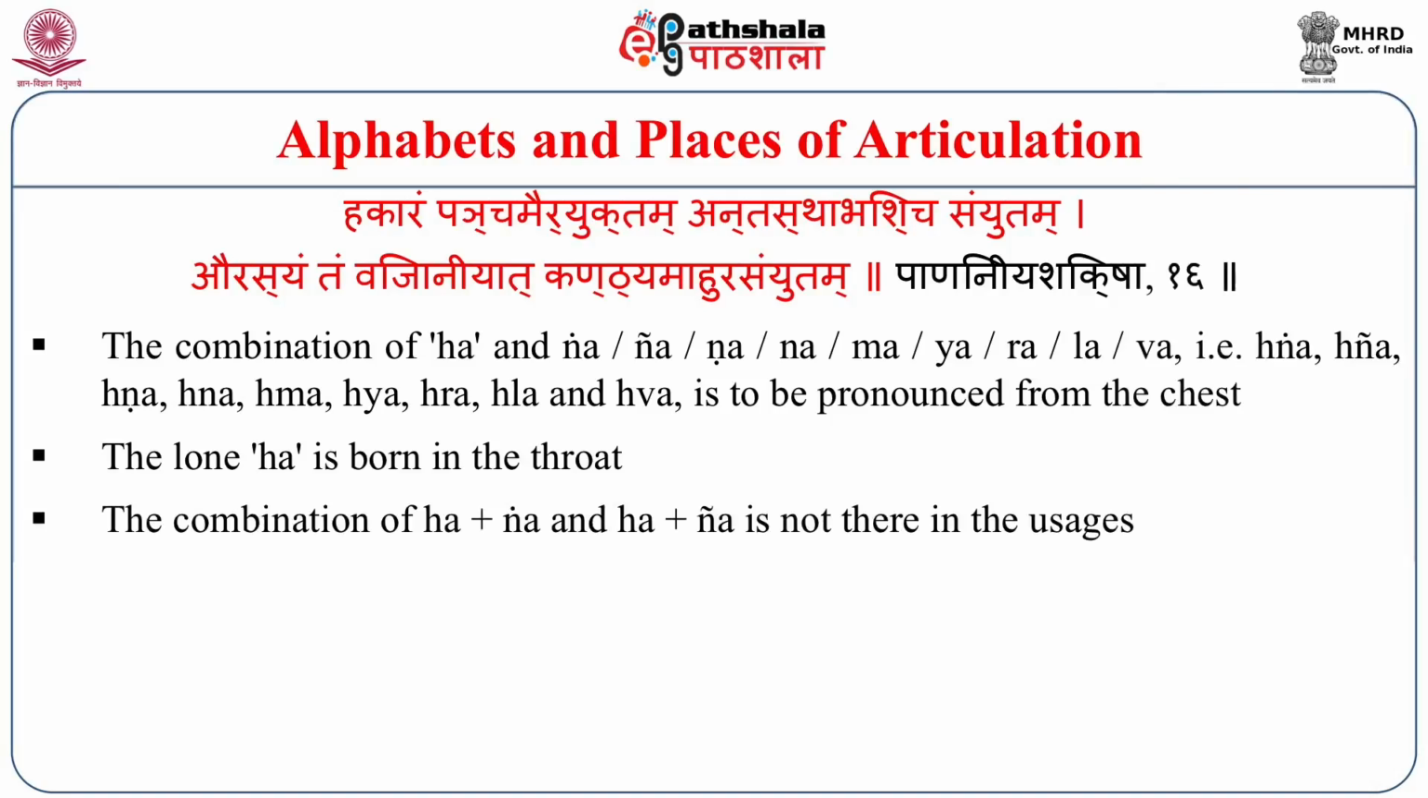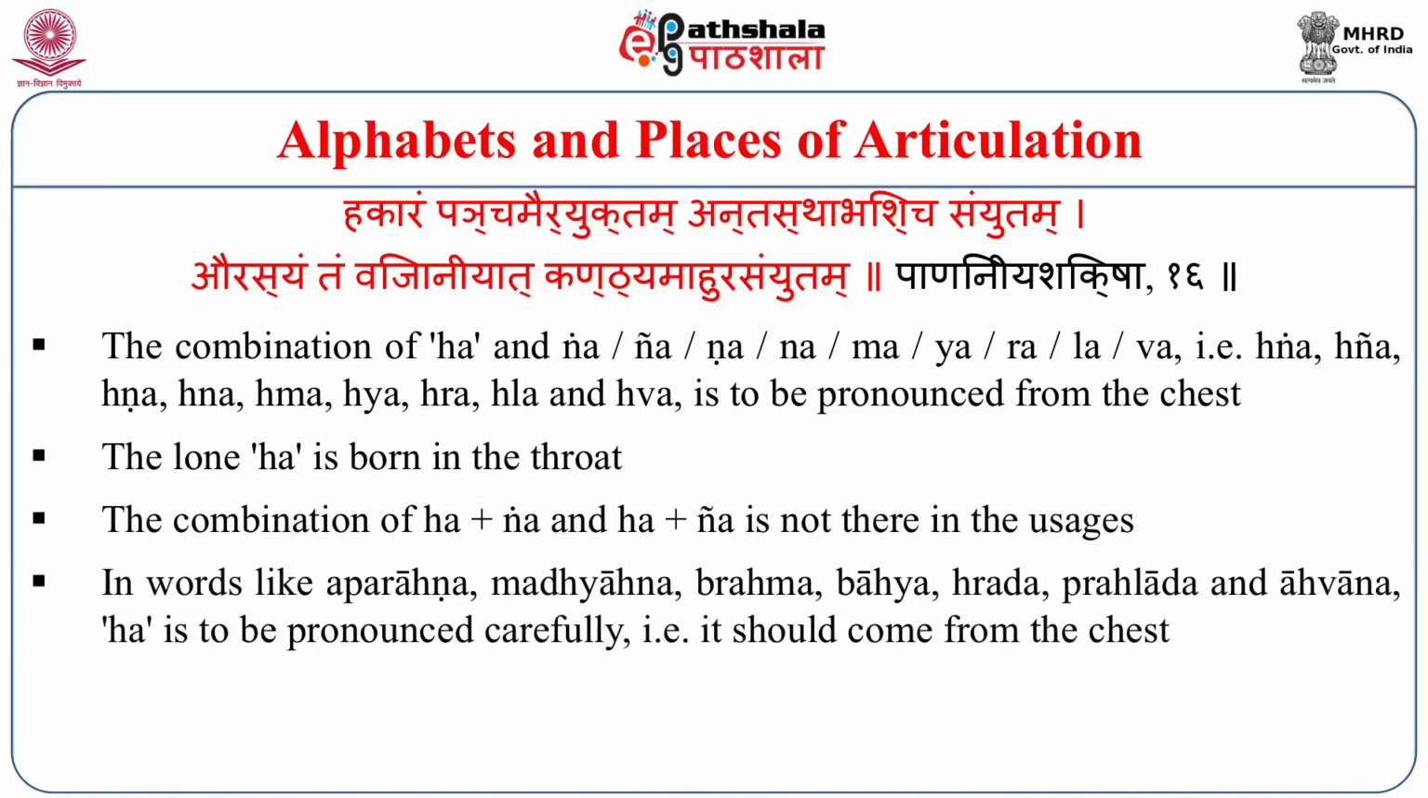If you take ha only, it takes a ku ha visarjaniyanam kantha. Ha is born in the throat only. So the combination of ha plus nga and ha plus nya is not there in the usage. These are not found in usage. In words like aparahna, madhyahna, brahma, bahya, hrada, pralhada, ahna, in words like this, ha is to be pronounced carefully. That is, it should come from the chest.